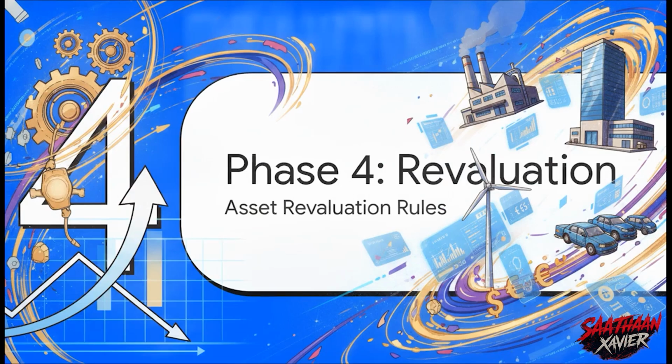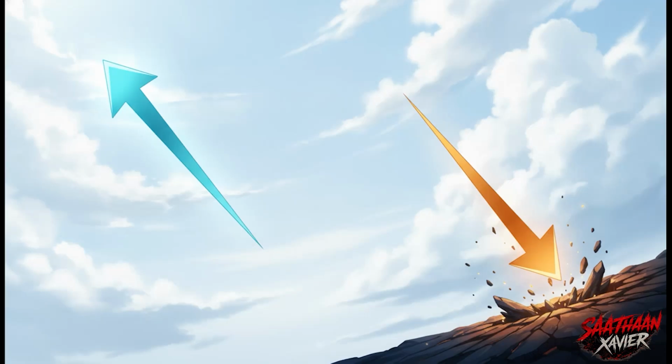Which brings us to Phase 4, asset revaluation rules. Okay, so what if the market suddenly changes the fair value of our asset entirely? If a company chooses to, an asset whose fair value can be reliably measured can actually be carried at its revalued amount. But how we account for that depends entirely on whether the value went up or down. Here's a great memory trick for your exam. Surplus to the sky, P&L to die.